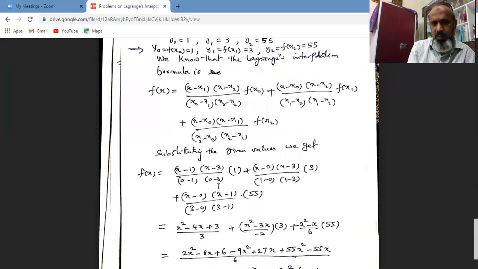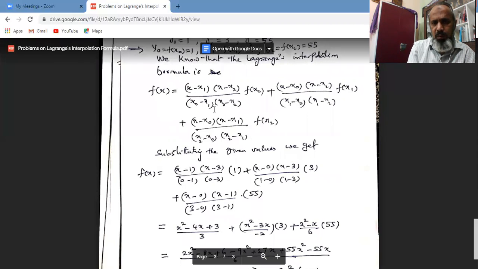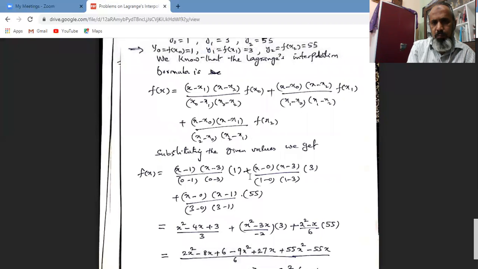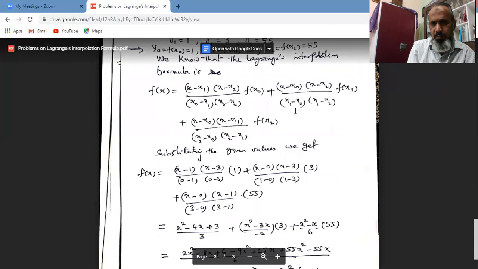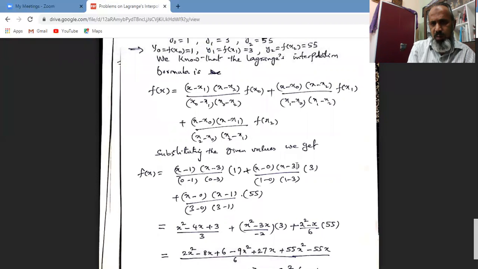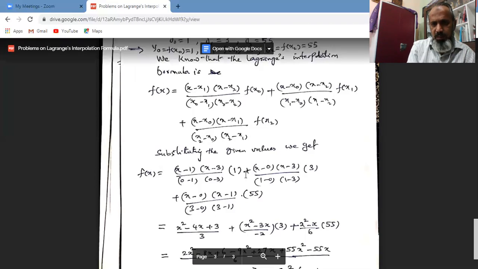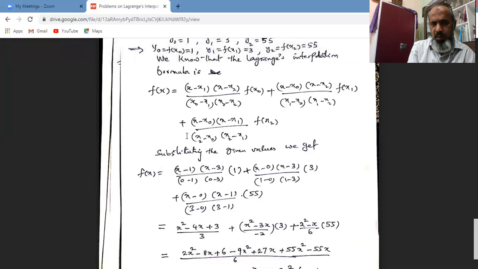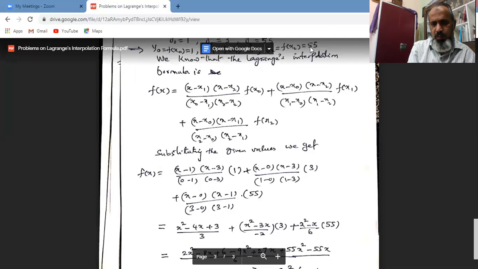What is x naught? 0. So (0 minus 1)(0 minus 3) into f of x naught, which is 1, plus, substituting in the second term, x minus x naught, x naught is 0, x minus x2, x2 is 3, by (x1 minus x naught)(x1 minus x2), that is (1 minus 0)(1 minus 3), into f of x1, which is 3. Plus in the third term, we are writing the values of x naught and x1: x minus 0, x minus 1, by x2, which is 3: (3 minus 0)(3 minus 1) into f of x2. What is f of x2? f of x2 is 55.